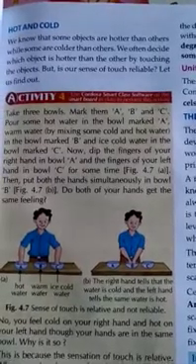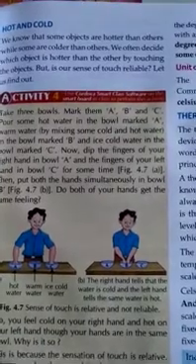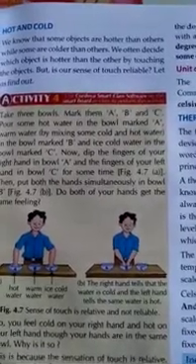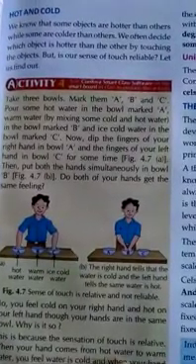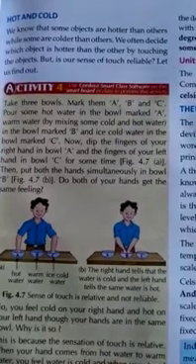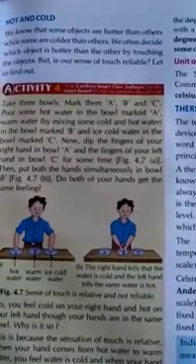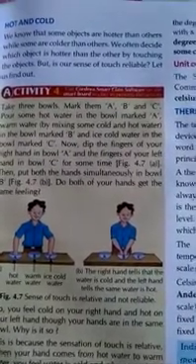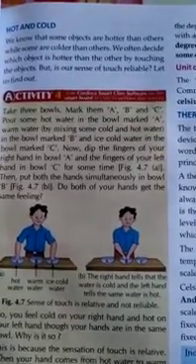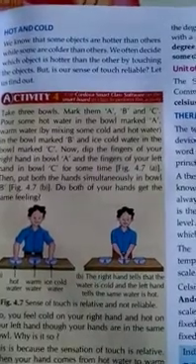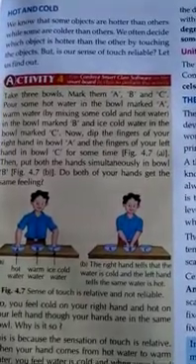We already know that we have special sensory organs which help us sense the hotness and coldness of an object. Here we can see one activity: some objects are hotter than others, while some are colder than others. We cannot decide whether an object is hot or cold by touching it alone. Our sense of touch tells us this object is hot and that is cold, but we cannot rely only on the sense of touch. For example, see this activity.